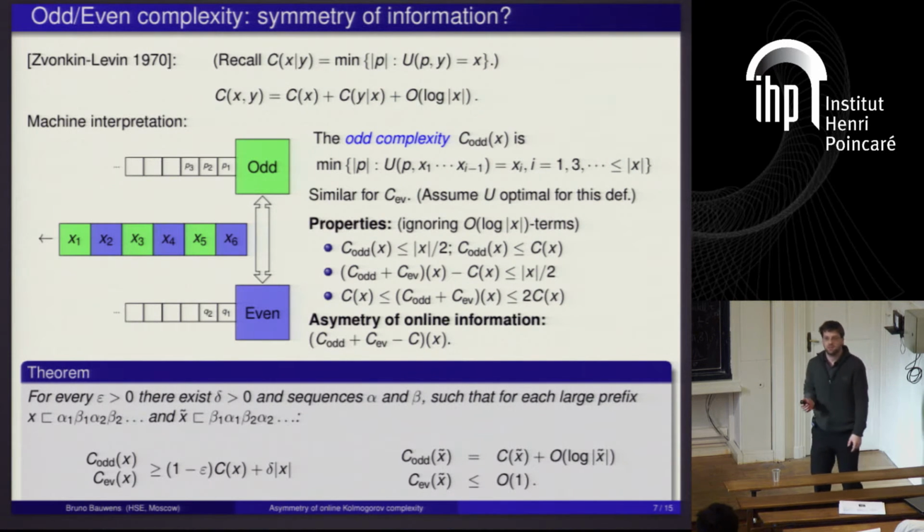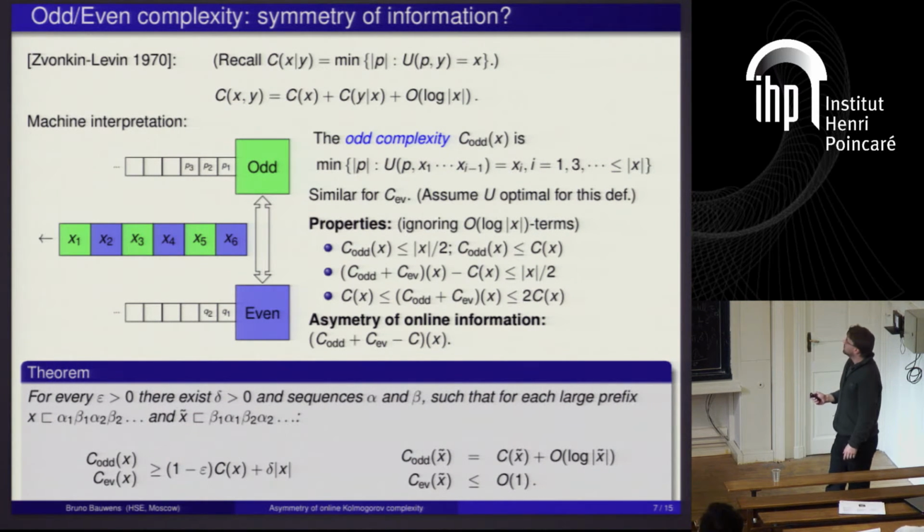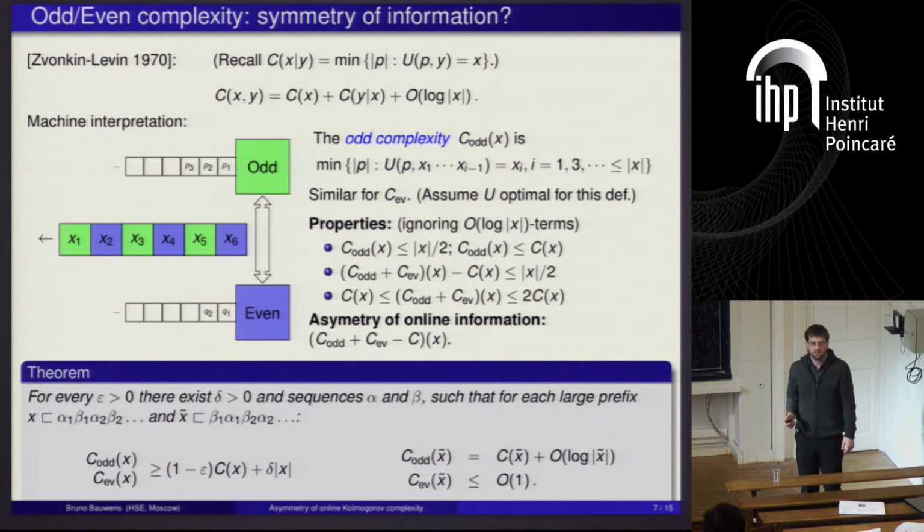So this strange result says something about, yes? 5 minutes, okay, no problem. So this result says that there is some information about causality. And this I will explain to you in a minute.